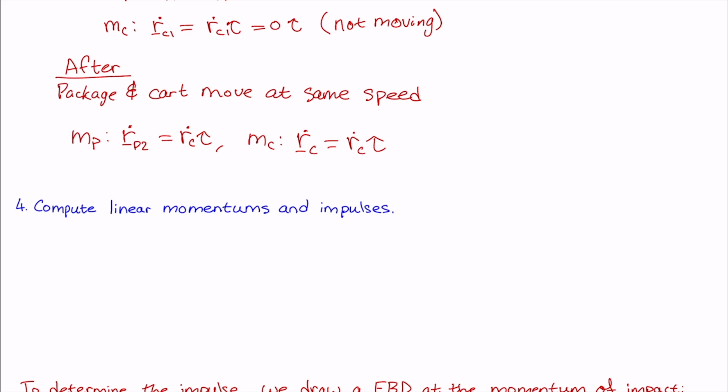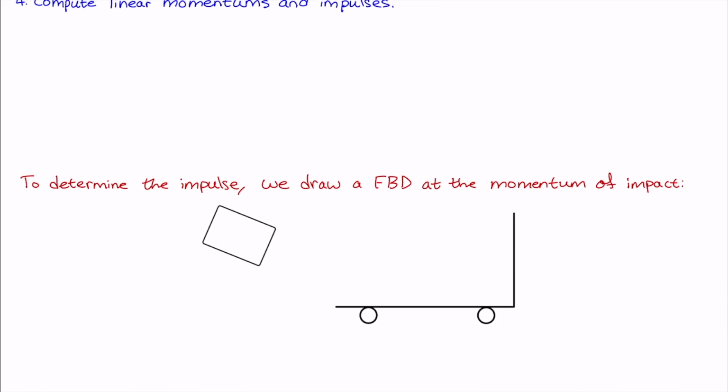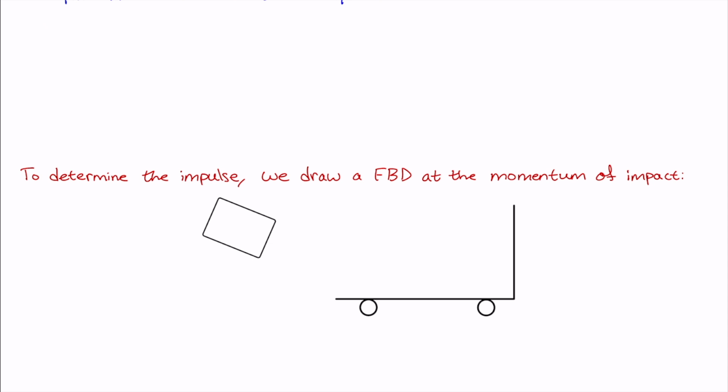Okay, now we're ready to go and compute our linear momentums and impulses. So what I'd like you to do is pause the video and go and compute the linear momentums in the beginning at time t1 and then at time t2 afterwards. Go and compute your linear momentums. Don't worry about the impulse. We'll come and do that together. But pause the video, compute those linear momentums, and then when you come back, I'll go through it and you can compare what you did with what I got.